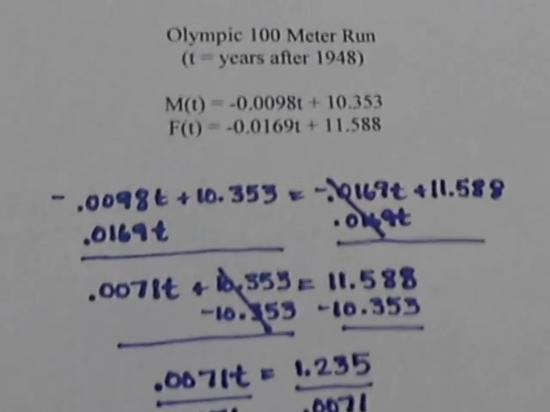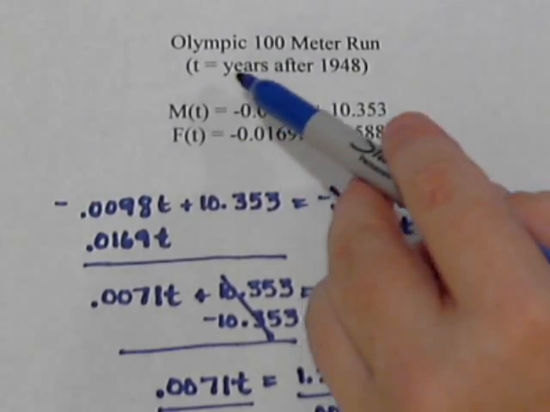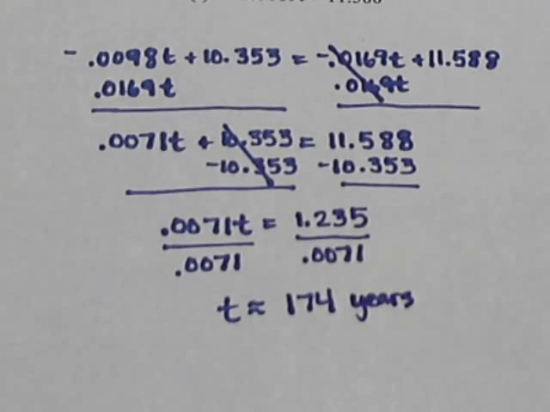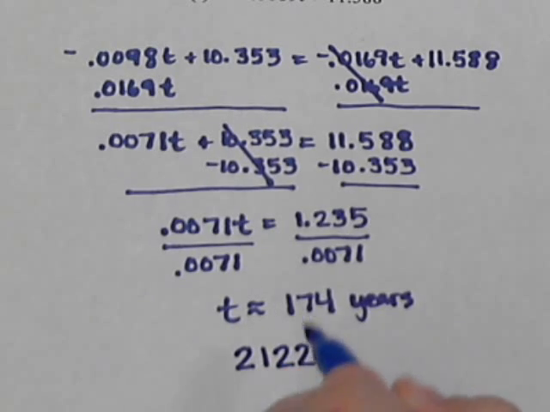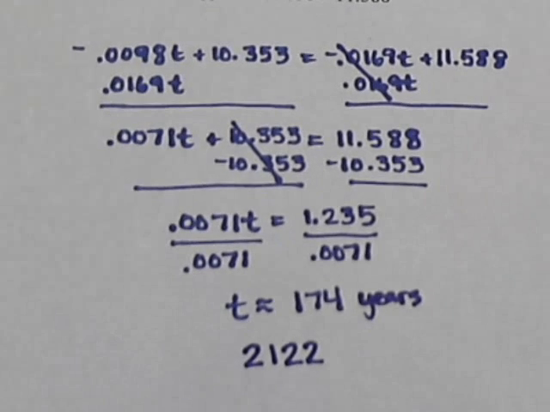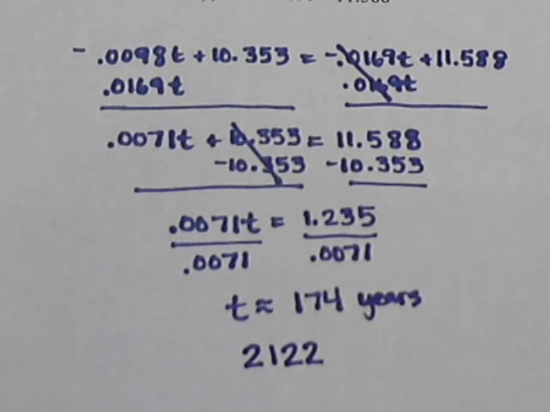Okay. Remember that we're measuring the years after 1948. So this means 174 years after 1948. That will be in the year 2122, when the men and the women will be the same based on this formula.